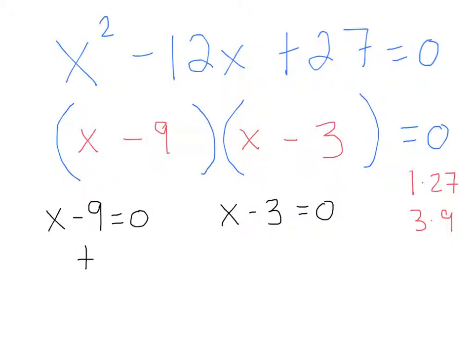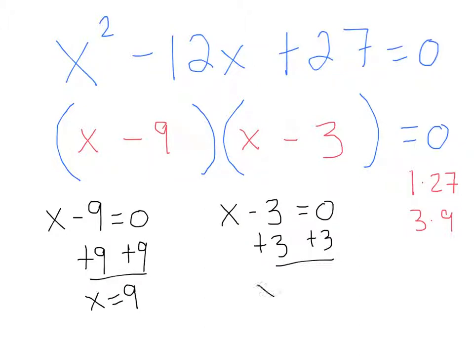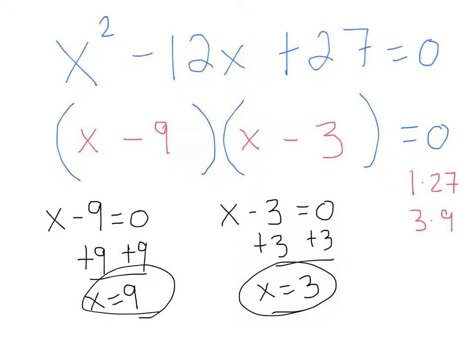So I'm going to add 9 on both sides. And so what does x equal? 9. And I'm going to add 3 on both sides. And so what does x equal? 3. So if we were to graph this, okay, let's say we drew a coordinate plane.